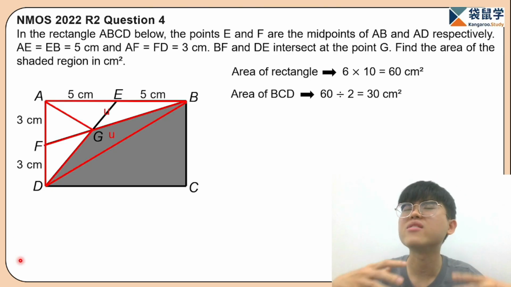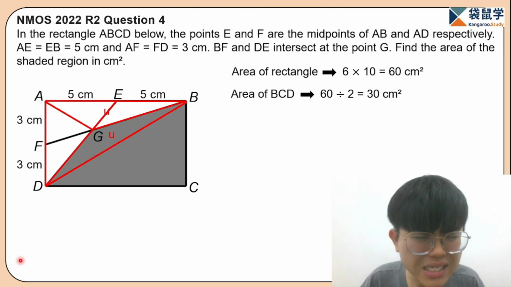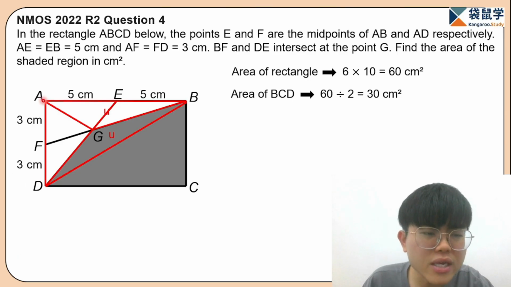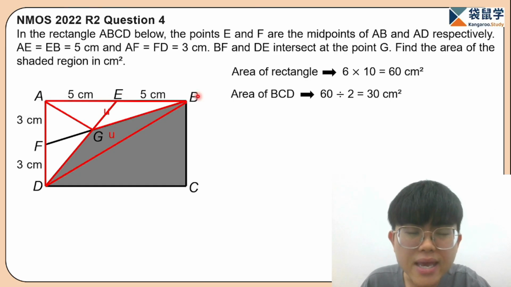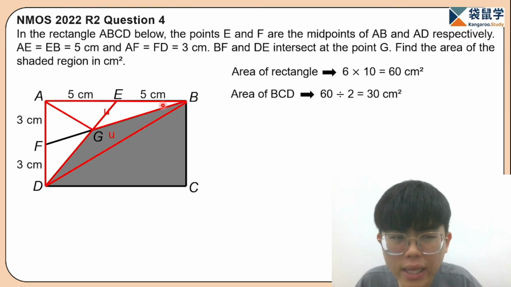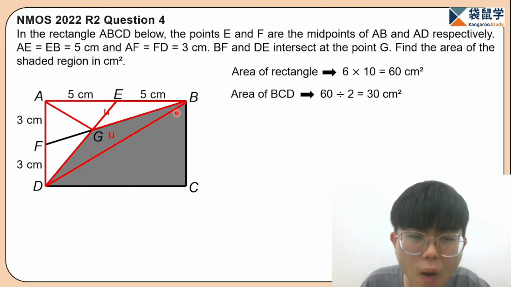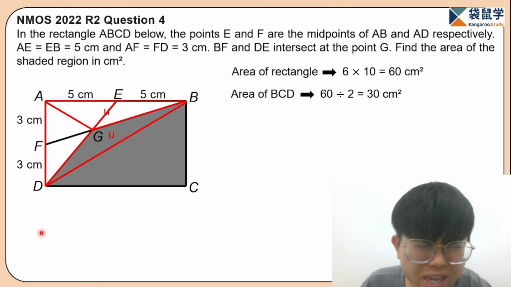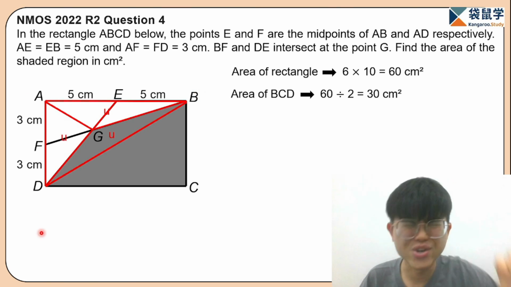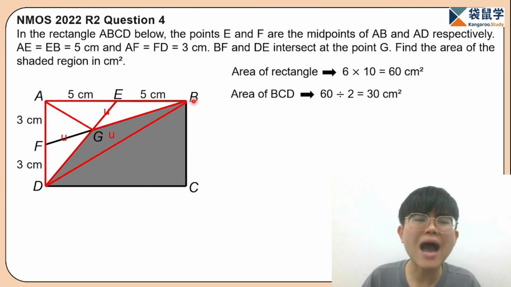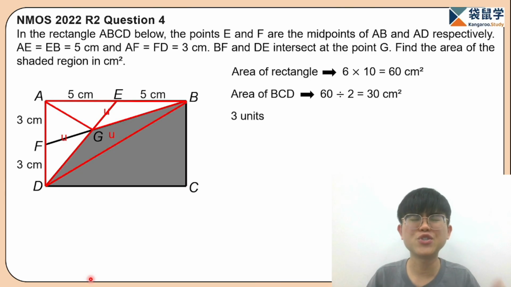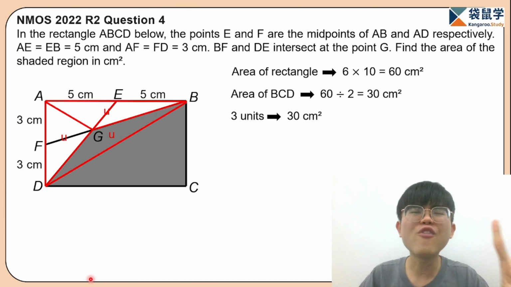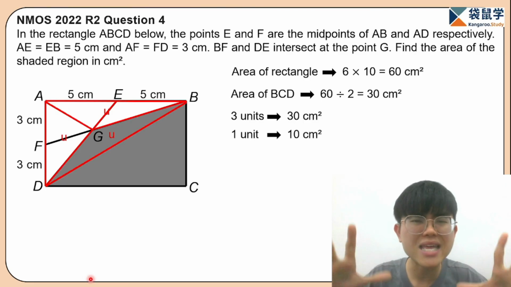Now everyone, we say that we have another swallowtail model, right? So now let's have a look. You can see that now for these two triangles, it will follow the base ratio AE to EB. Again everyone, 1 to 1. Which means that if this part is 1 unit, AGD right here will also be 1 unit. And everyone, you can see that this is half of the whole rectangle and there is a total of 3 units. So now we know that 3 units correspond to a total of 30 centimeters squared. And for 1 unit, it will just be equal to 10 centimeters squared.